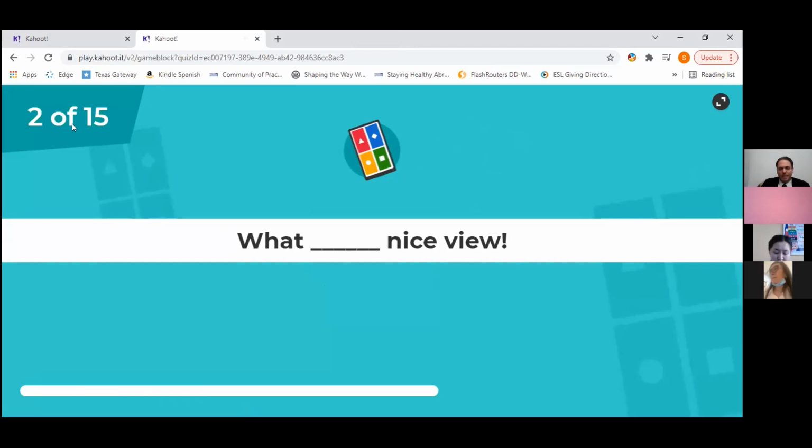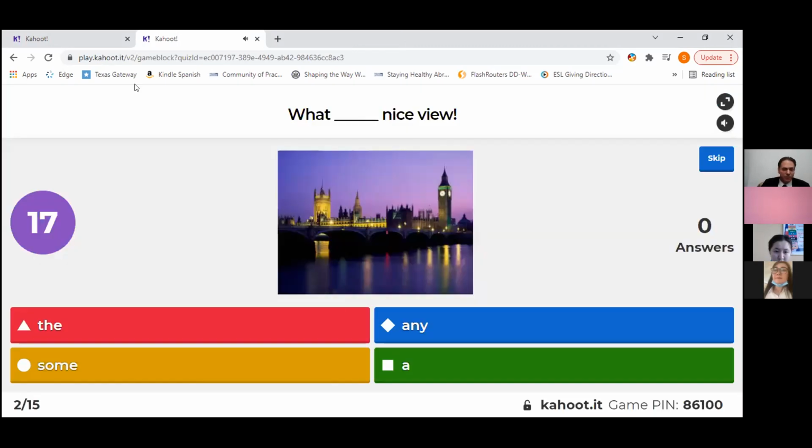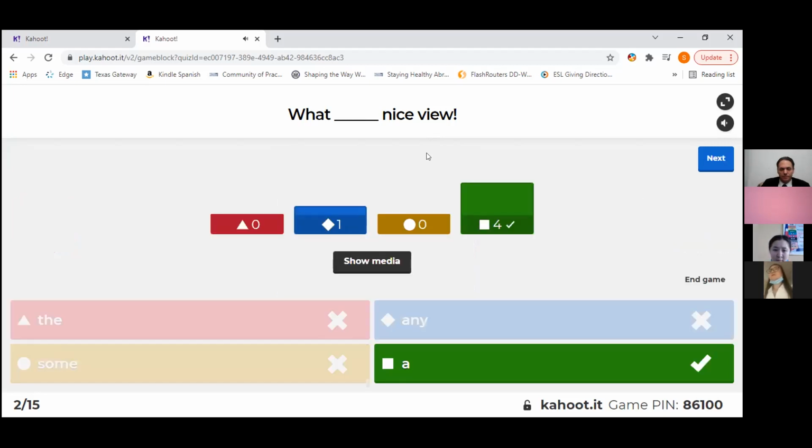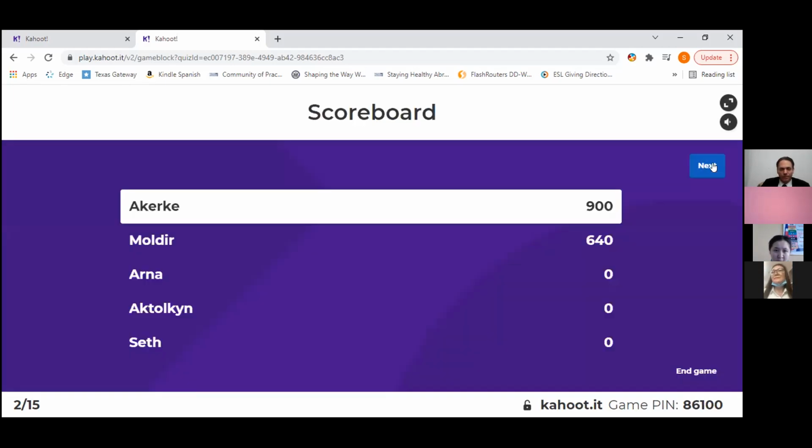What blank nice view? What the nice view? What any nice view? What some nice view? What a nice view? Okay, nice. What a nice view?